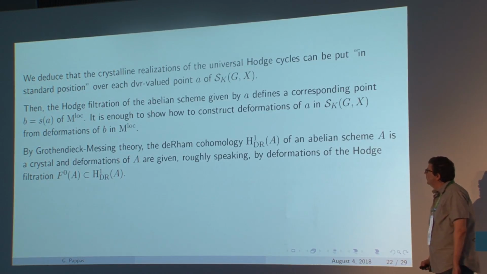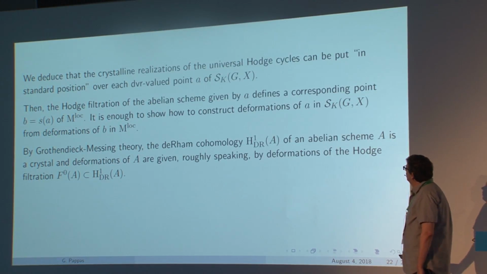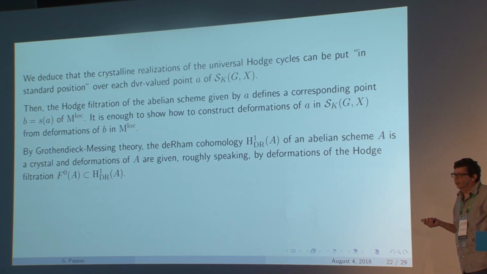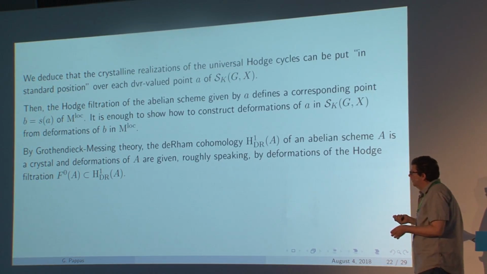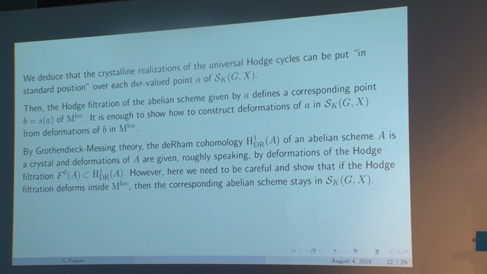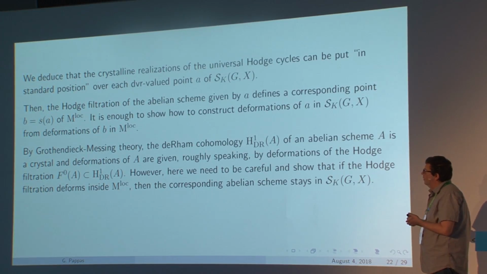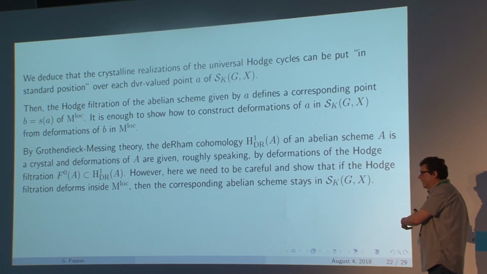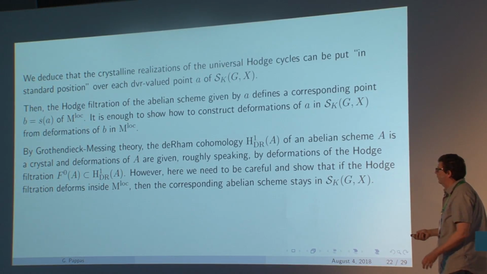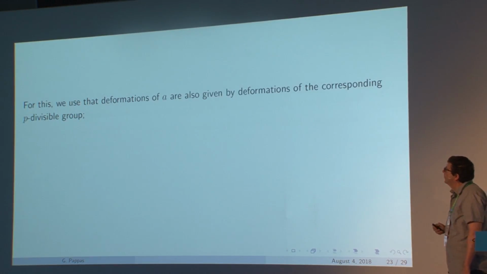And here's a vague idea. So there is this Grothendieck-Messing theory. It tells you that if you look at the de Rham cohomology of an abelian scheme, this is a crystal, and the deformations are given by deformations of the Hodge filtration. So if I deform the Hodge filtration, I get a deformation of the abelian scheme. Now, here we need to be careful, and the idea now is that we need to show that if the Hodge filtration stays in the local model, remember the local model embeds in the Lagrangian Grassmannians, so it parameterizes filtrations again, or rather subspaces, then the corresponding abelian scheme stays in the integral model. This is the hard part.